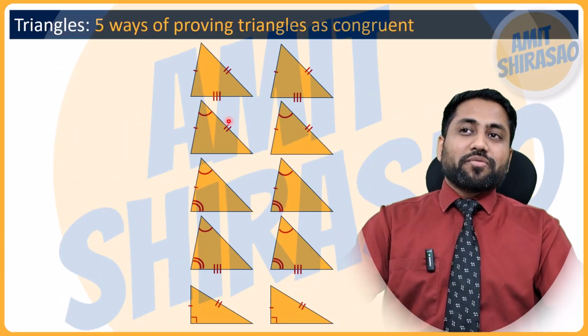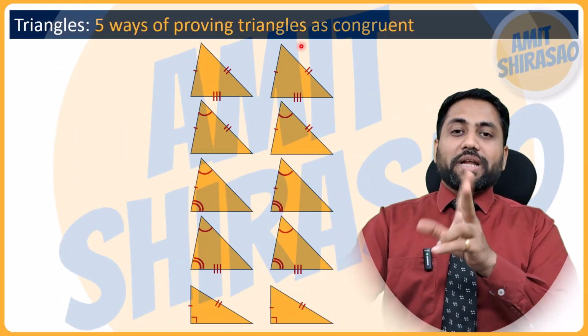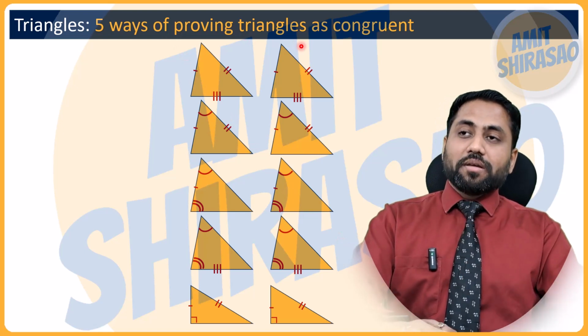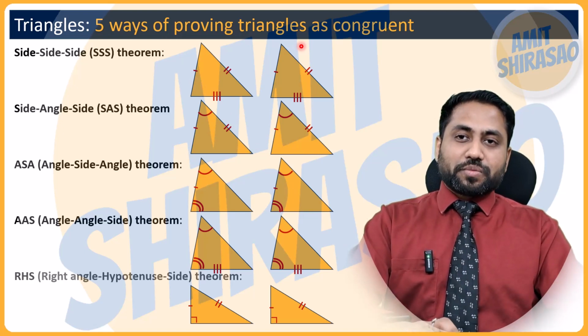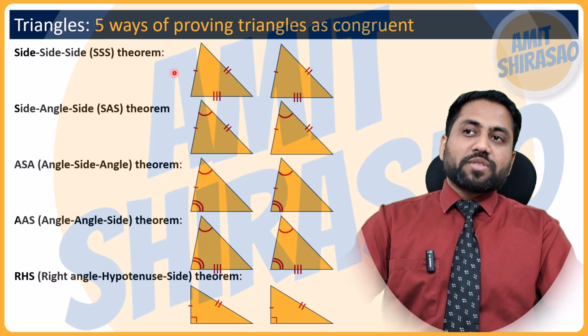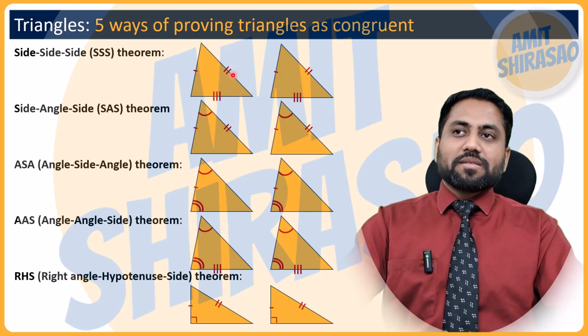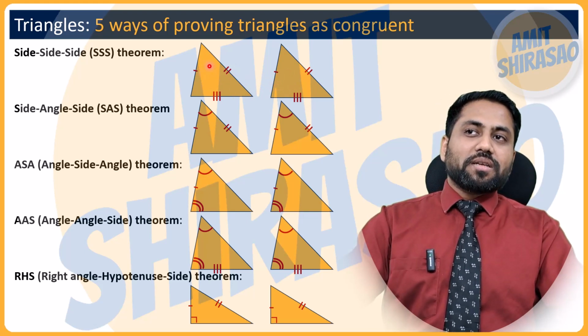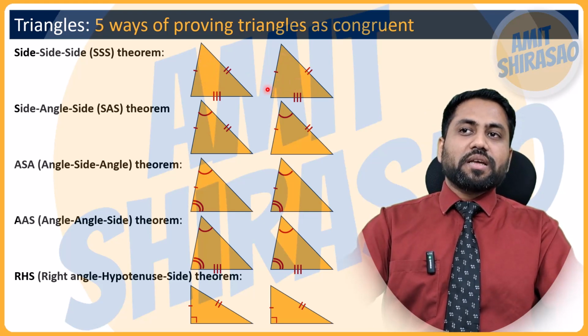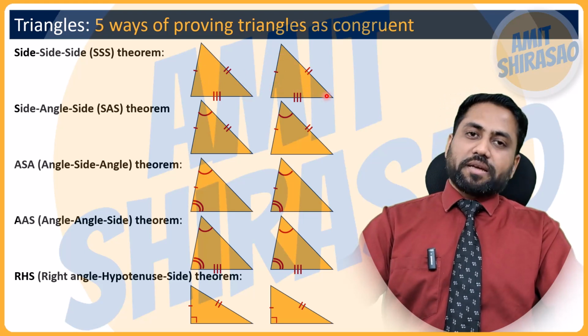Okay, now there are 5 ways of proving that two triangles are congruent. These are these 5 theorems. The first theorem says that if all the 3 sides of the two triangles are equal, then they are congruent triangles. It means if all the 3 sides are equal, then it is obvious that even their angles will be the same. So this angle will be equal to this angle, and this angle will be equal to this angle.